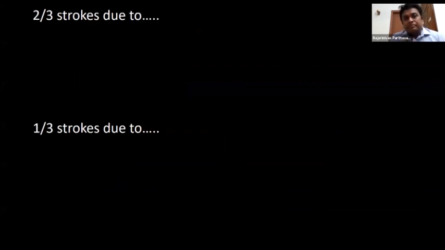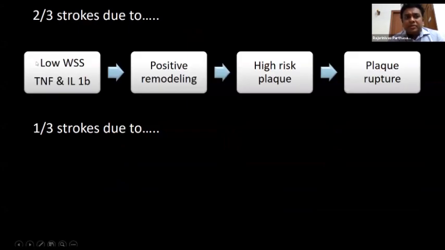Now, how is it important in our clinical practice? Two-thirds of strokes are due to what is called plaque rupture. One-third of the strokes are not due to plaque rupture, and the mechanism here is endothelial erosion. So let's look at it. Low wall shear stress means positive remodeling. Positive remodeling means high risk plaque. Therefore, the plaque will rupture. If the plaque ruptures, then there is thrombus formation and embolism.